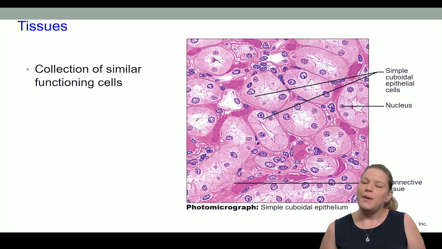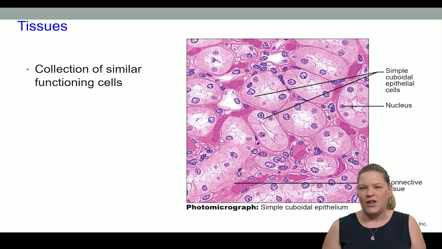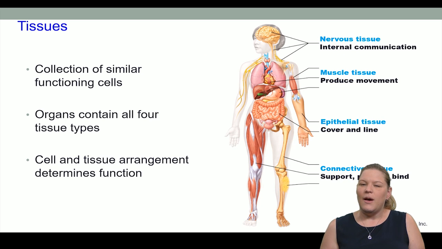There are 4 types of tissue in the body. We have epithelial tissue, connective tissue, nervous tissue, and muscle tissue. So our organs generally contain all 4 types of tissues. Our organs don't have just one tissue type, they've got all of them. So what is it that these tissue types do?